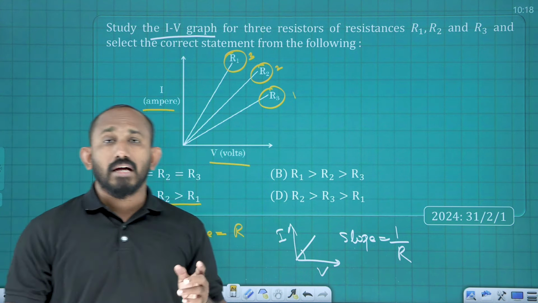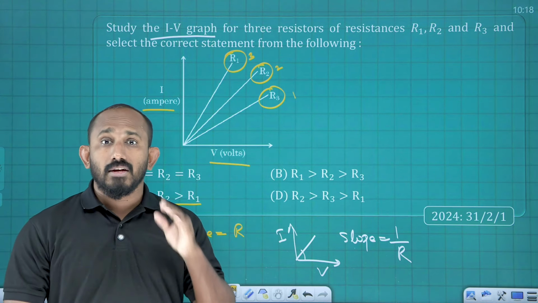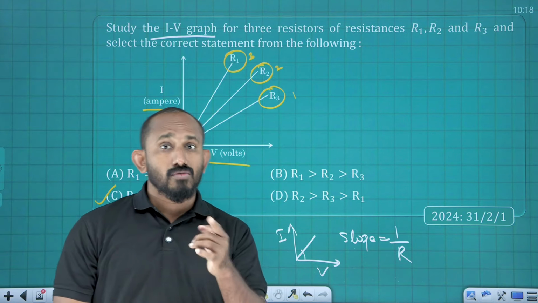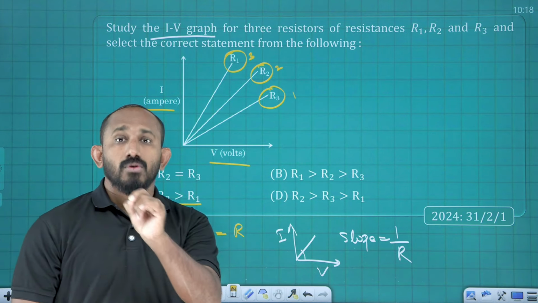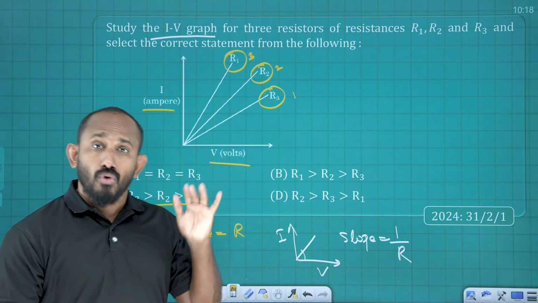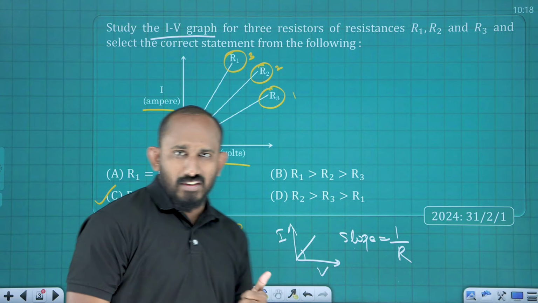Now, one more logic you can see in the graph, either the IV graph or the VI graph. The line near to the voltage axis will give you the maximum resistance. Please keep in mind, the line near to the voltage axis will have greater resistance. Let's go for the next question.